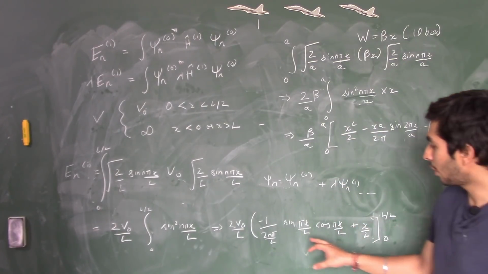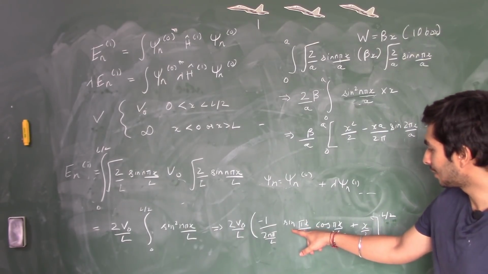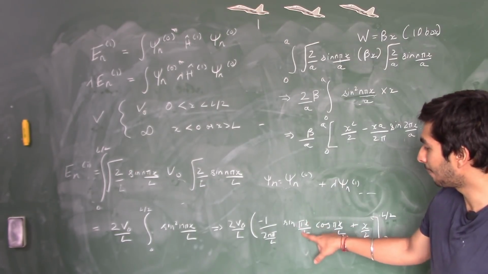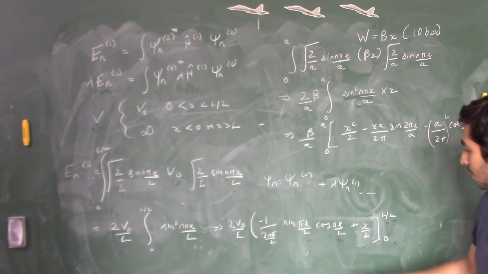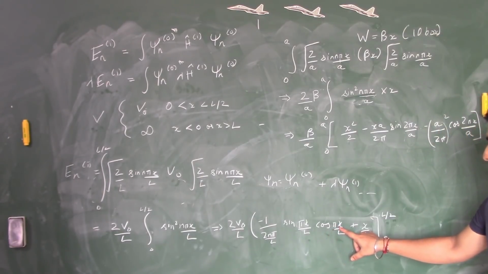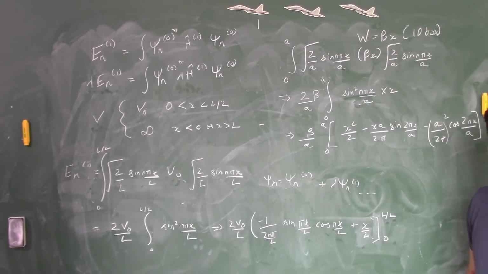Now I have to simply replace the value of x by L by 2. If I replace the value over here, sine pi L by 2, right? So L and L will cancel out, so this will become sine pi by 2. Sine pi by 2 is equal to 1. But if you see over here, this will become cos pi L by 2 upon L, this will become equal to cos pi by 2, and cos pi by 2 is equal to 0.